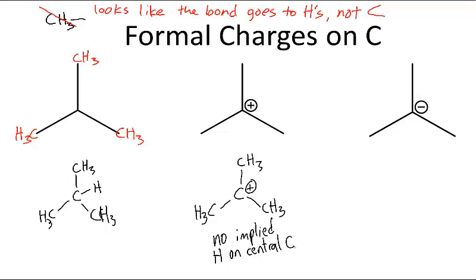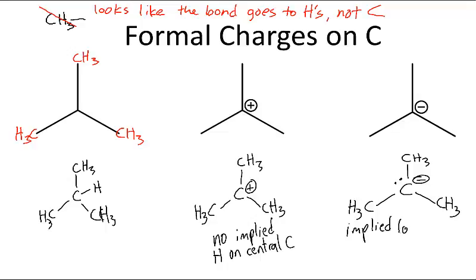And then this third case, what if I have a negative formal charge? If I have a negative formal charge on carbon, that means, well, to give carbon a negative formal charge, it's going to have 3 bonds, but in this case, it's also going to have a lone pair. So again, there's no implied hydrogen. Now there's an implied lone pair on the central carbon. So those formal charges have thrown some people off in the skeletal structures. So I wanted to point that out.